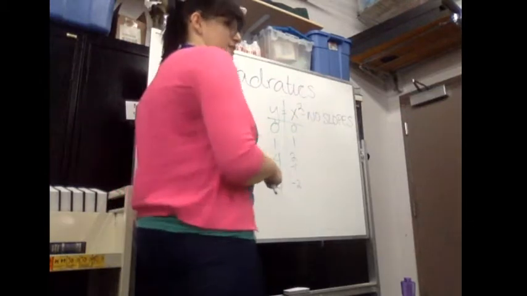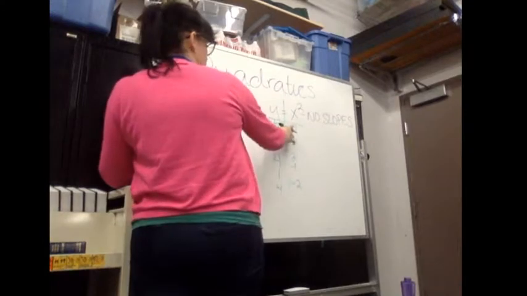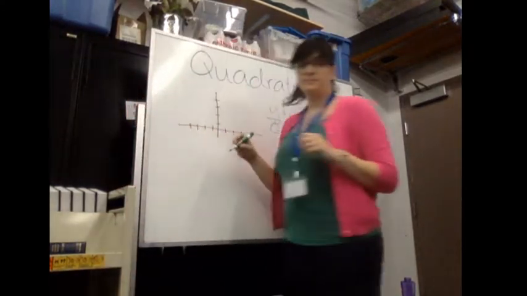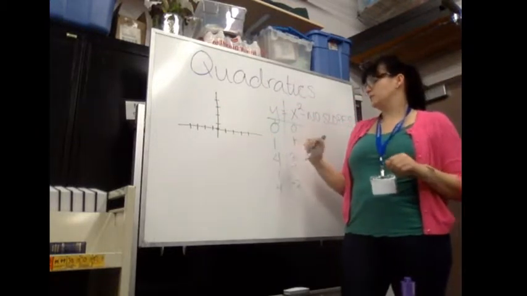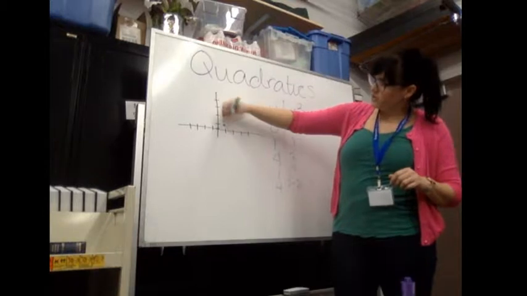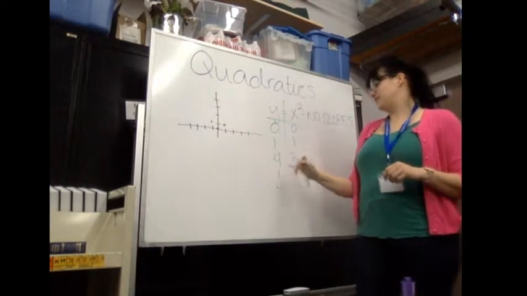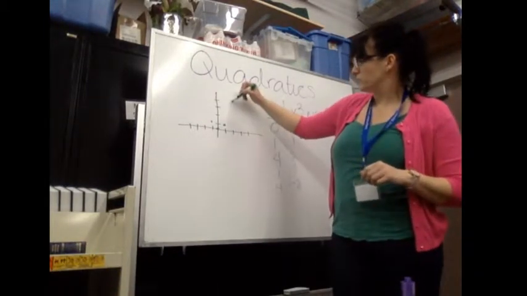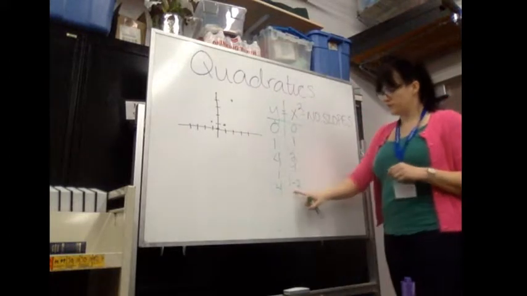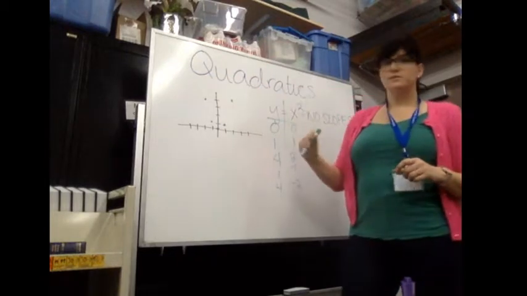And then we just graph it. Because these are our x's, we've got the point 0, 0, then 1, 1, then 2, 4, and negative 1, 1, and negative 2, 4. Y is always positive. So 1, 2, 3, 4 going up. But then we also have negative 2, 4.